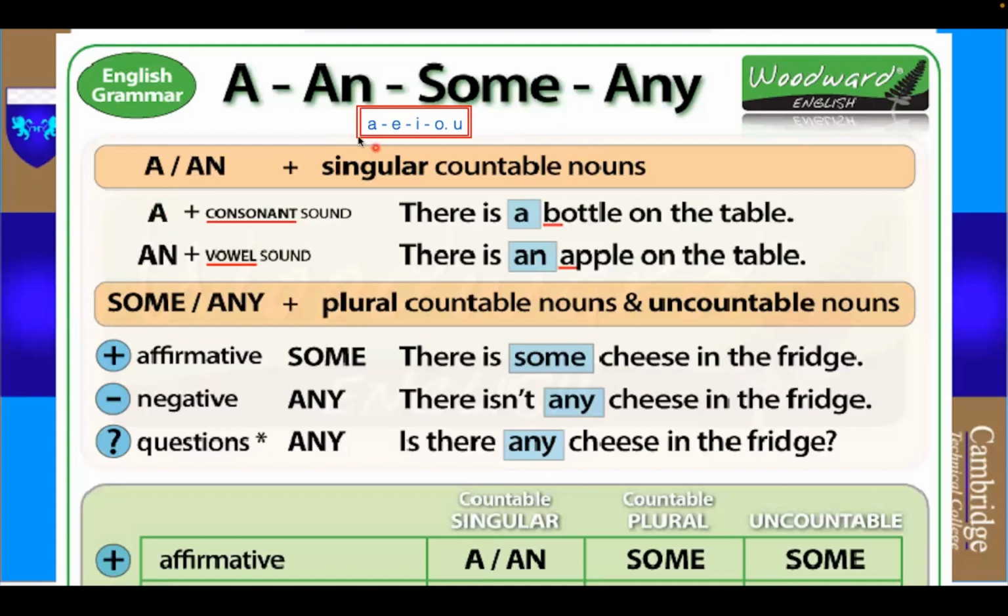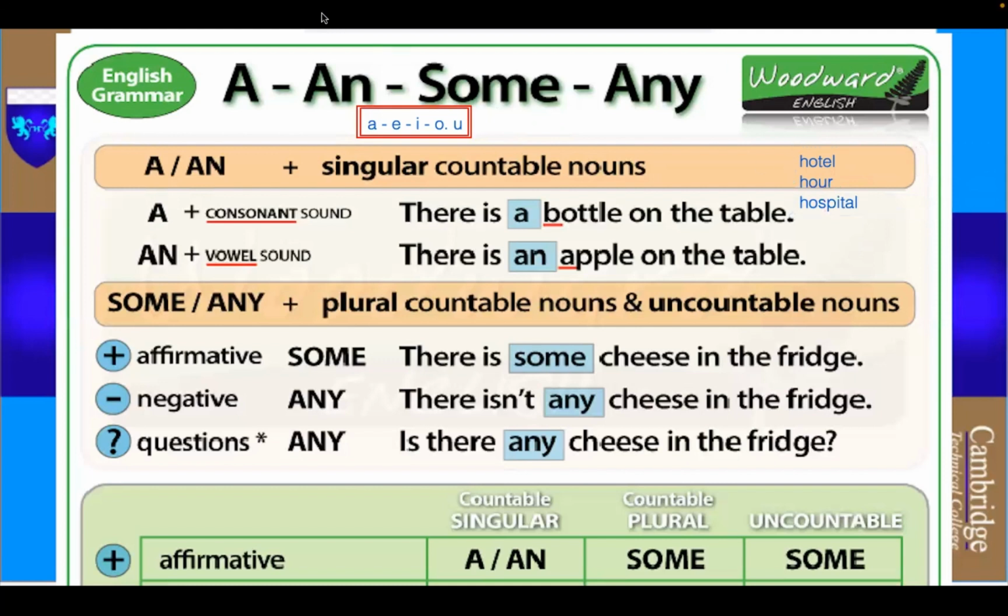For the rest, if we don't find a word that starts with these vowels, for all the rest we use a. So a bottle, a table, a book, okay? A phone, a computer, a paper. For all the remaining letters we use a. There's one exception. For example, we have hotel, we have hour, and we have hospital.